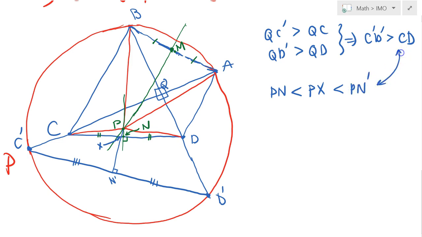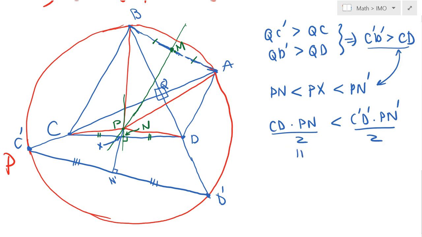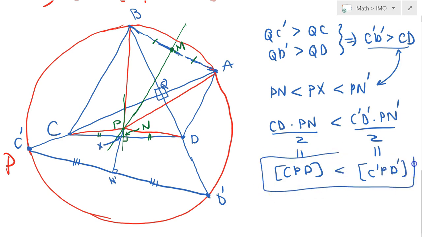But now combining these two results, this would imply that CD times PN is strictly less than C prime D prime times PN prime. Why? Because CD is strictly less than C prime D prime by the first result, and PN is less than PN prime by the second result. But all I can do now is, if I divide both sides of this expression by 2, I just realize that the left hand side is simply the area of isosceles triangle CPD, versus the right hand side is the area of isosceles triangle C prime PD prime. So therefore this implies that the area of CPD is strictly less than the area of C prime PD prime.